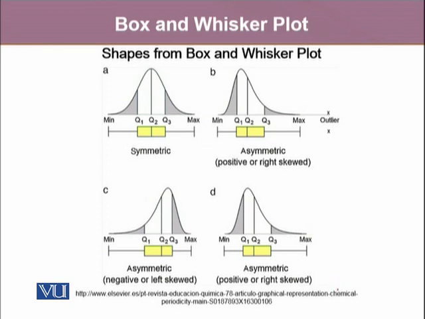If we look at the symmetric one, you will notice that the distance of Q2 from Q1 and of Q2 from Q3 are equal. This is the situation when the distribution is going to be symmetric. If the distance of Q1 from Q2 is less than the distance from Q2 to Q3, it will be positively skewed. And for negatively skewed, Q2 and Q3 are much closer to each other as compared to Q1 from Q2.